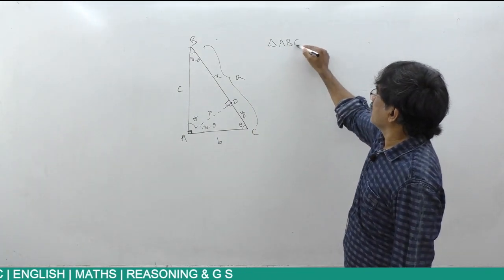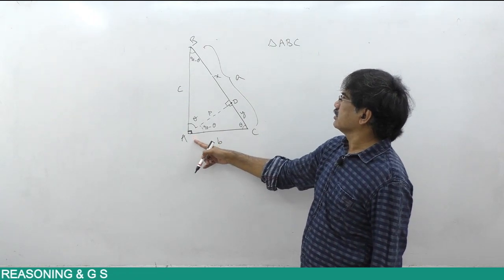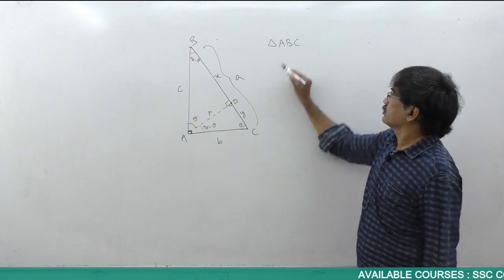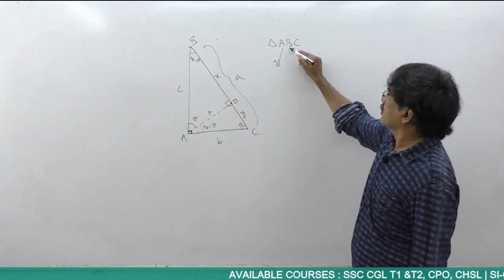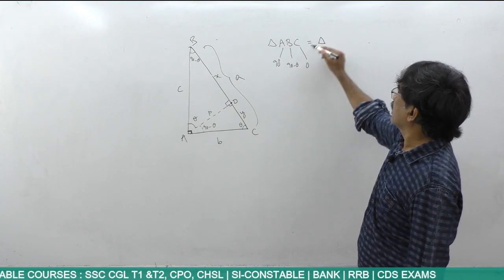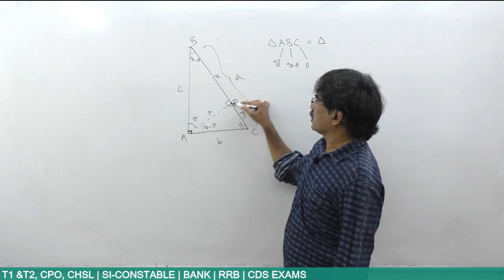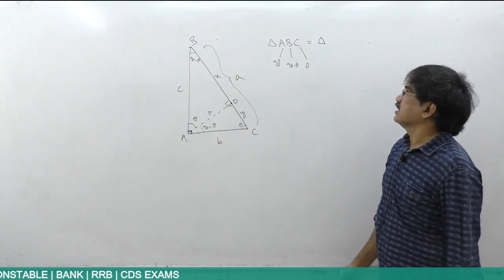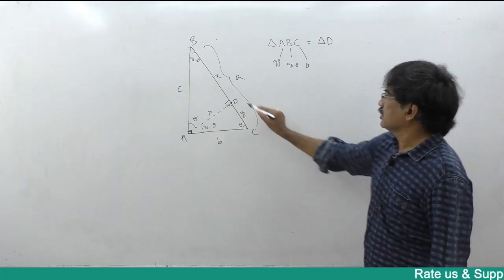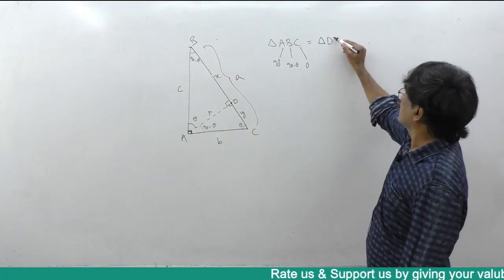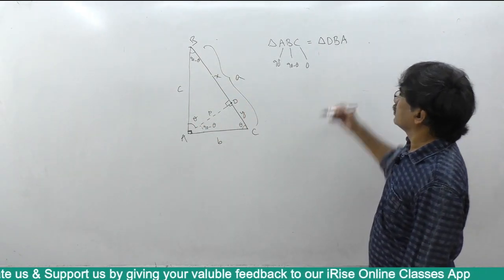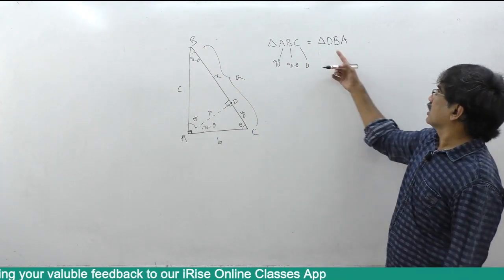Triangle ABC, A is 90 degrees, B is 90 minus theta, C is theta. 90 degrees, 90 minus theta, theta is equal to triangle. I want to compare this with this BAD. In this triangle 90 degrees at D, in this triangle 90 minus theta at B, in this triangle theta at A. So triangle ABC is similar to triangle DBA.